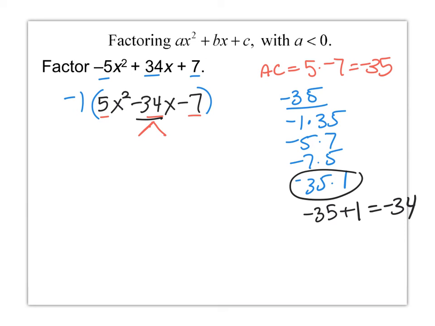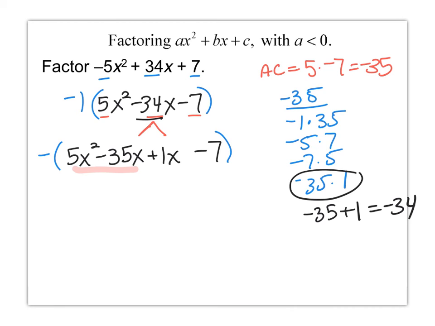Each time we do that, we're going to have that negative out in front because that was our common factor that we took out in the beginning. Now we write the first term in the parentheses here as 5x squared. The middle term we're splitting up into two terms, the minus 35x and the plus 1x, and then the minus 7. Now we factor what's inside by grouping, looking at the first group.